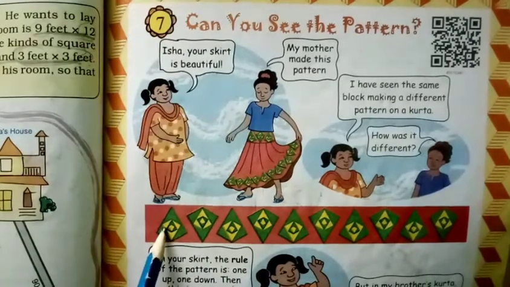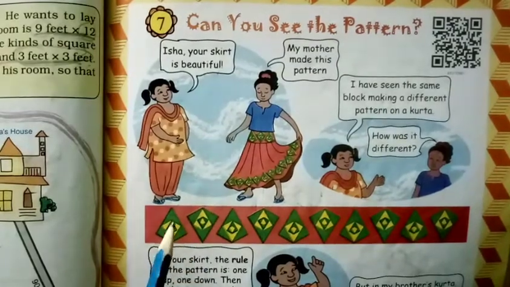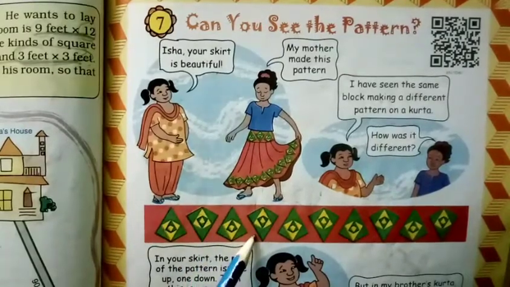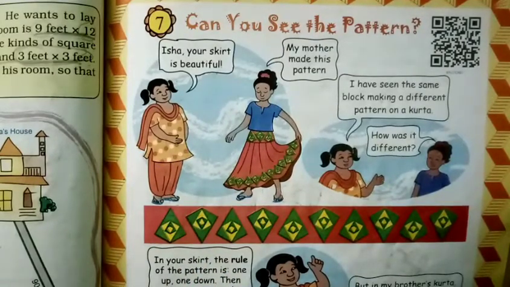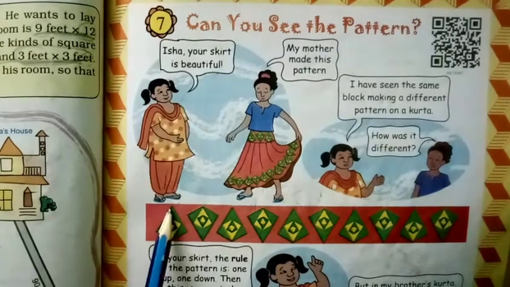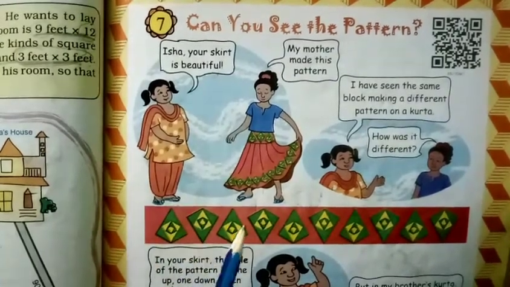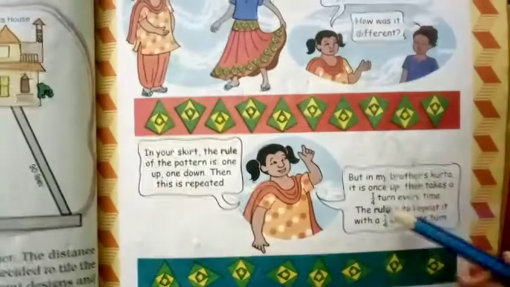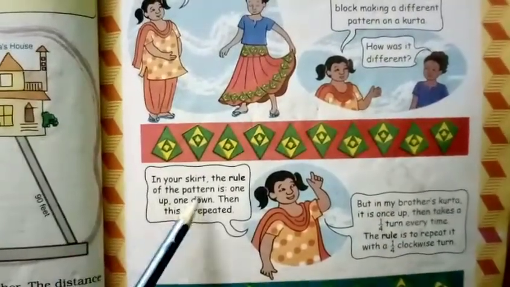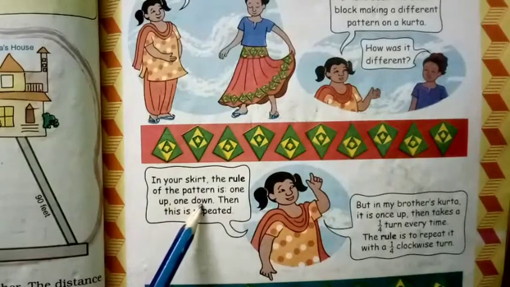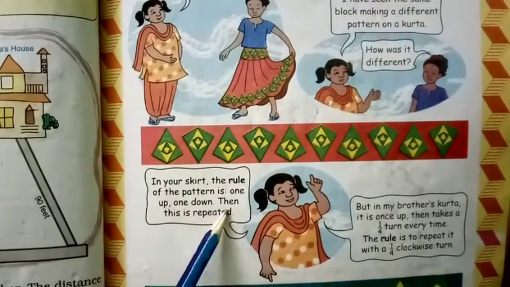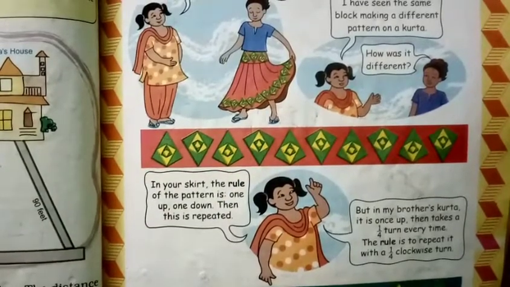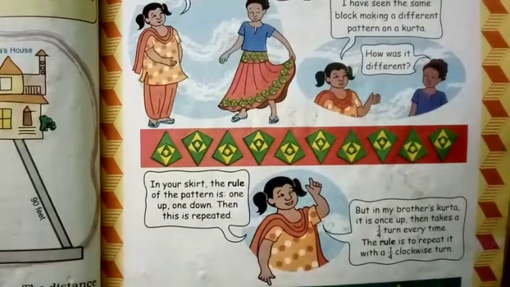So, this is the pattern of Isha's skirt. How is it? You can see up, down. In the first part we learned the half part, 1/4 part like that. Up, then it is half, then down, up, down. But now in your skirt, the rule of the pattern is 1 up, 1 down. Then this is repeated. We learn growing pattern and repeated pattern. So it is the repeated pattern.